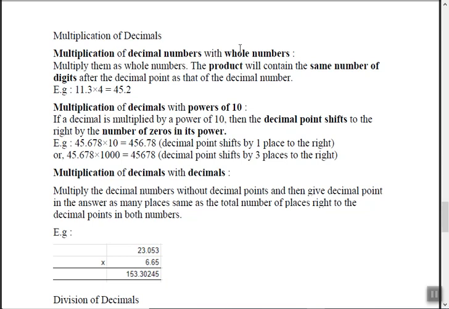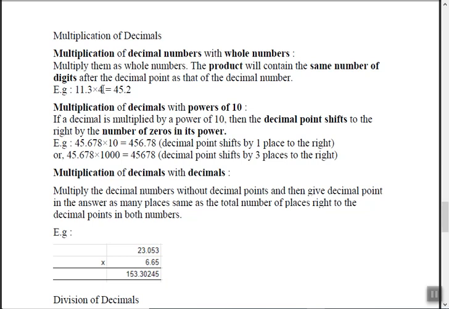Multiplication of decimals with whole numbers. Multiply them as whole numbers. The product will contain the same number of digits after the decimal point as that of the decimal number. Means what's here? Very simple. 11.3 into 4. So what you do is multiply 113 by 4. It is 452. Now after the point, how many digits were there? 1. So here it will be after the point 1 only.